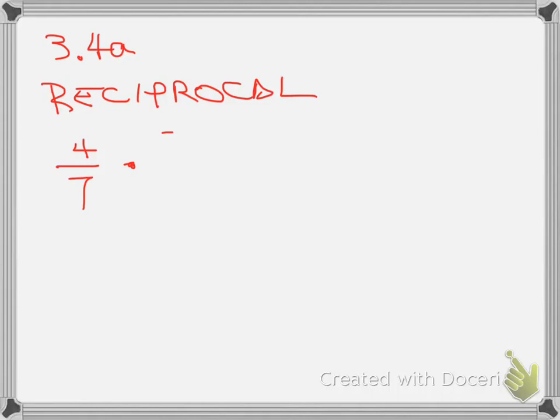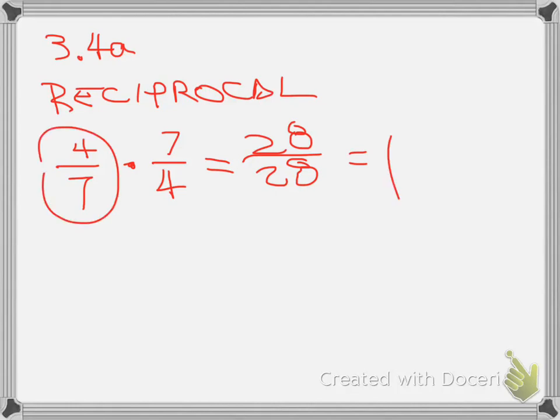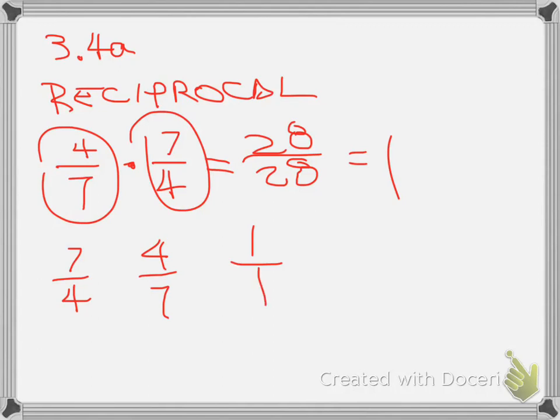And the number that we multiply will always be the reciprocal. Multiply those, 28 over 28, and any number over itself is 1. So notice what we have there. Those are reciprocals of each other. They're fractions. When you flip them upside down, you have a reciprocal. So if I have 7/4, the reciprocal is 4/7. If I have 1/4, the reciprocal is 4 over 1.